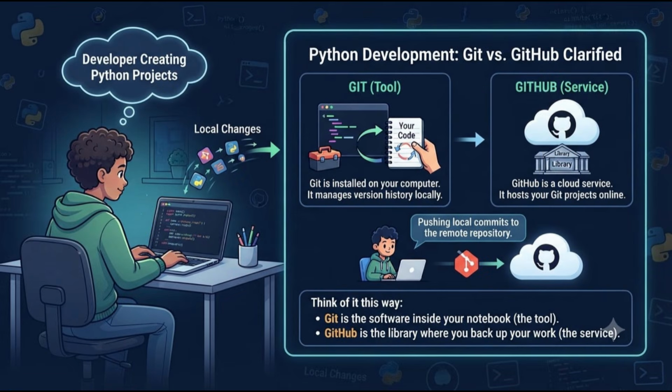Let's clarify. Git is a tool, a version control system you install on your computer. GitHub is a service, a platform in the cloud where you store your Git projects. Think of Git as the software in your notebook, and GitHub as the library where you back up all your notebooks for the world to see or keep private.